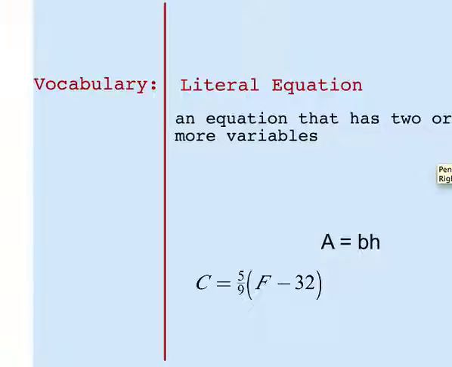There is one vocabulary word written down, so you write this as well: literal equation. It's an equation, so it has an equal sign. I have two examples here that have two or more variables: 3 variables, 2 variables.